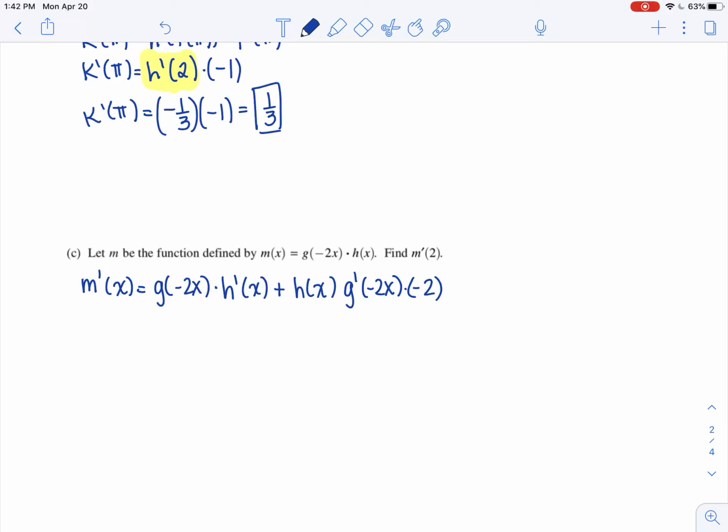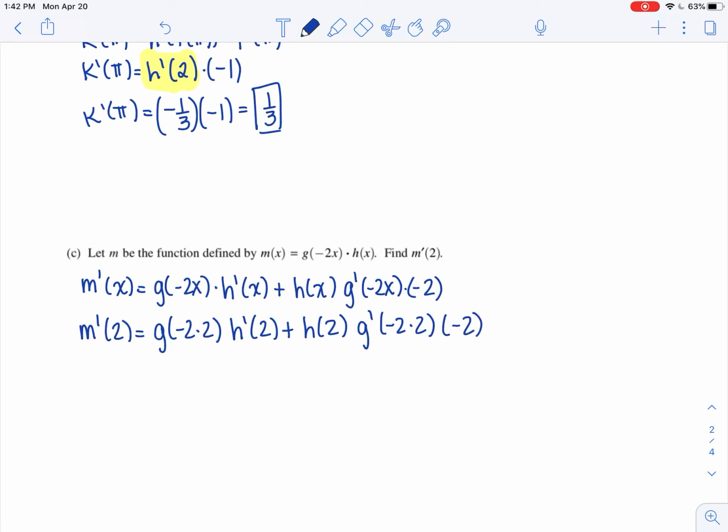Okay? Not too much more to clean up from there, but now I have to actually start filling in the values they give me. So I'm looking for m prime of 2. So this would be g of negative 2 times 2 times h prime of 2 plus h of 2 times g prime of negative 2 times 2 times negative 2.